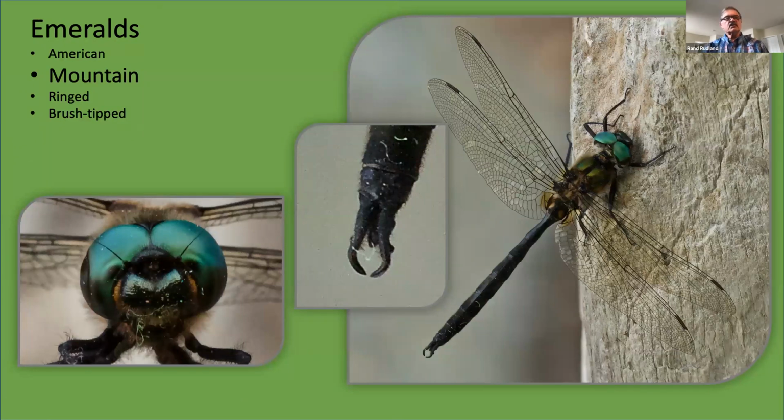The mountain emerald, yes, it's found at higher elevation, but this one's also been found above the airport on the power lines. And this very distinctive terminal appendage of the male, you can't mistake in that one. But again, you can see how they get their name. They have emerald green eyes, and there's also emerald patches here on the front of the thorax.